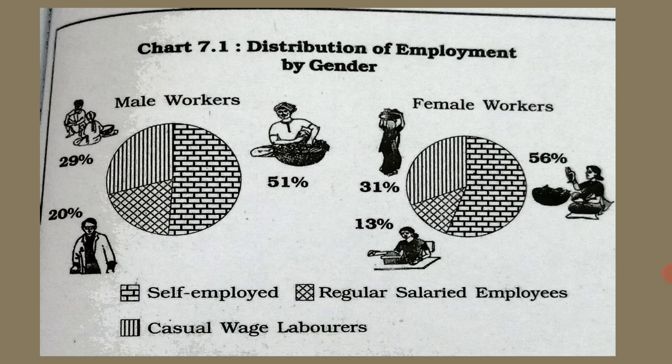How much percentage here? 51% here. Regular salaried male employees, that is just 20%. Casual workers, that is 29%. And female self-employed, near about 56%, and regular salaried employed only 13%, and casual, that is 31%. So this chart helps us to analyze the gender contribution to the working structure of the nation.